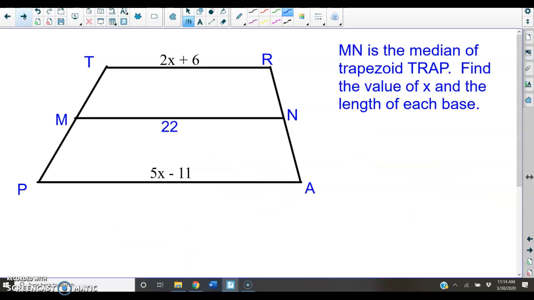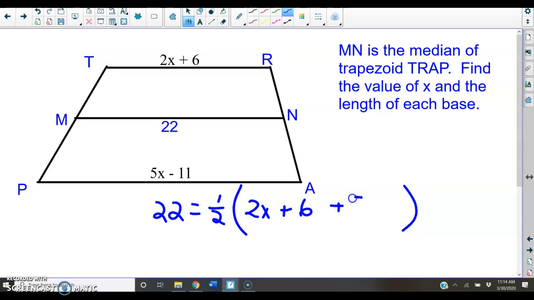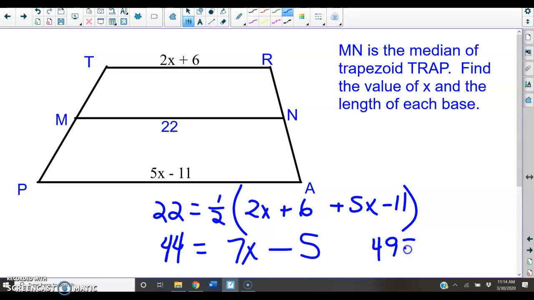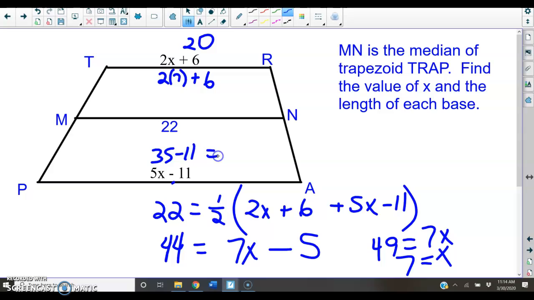So here's one. So 22 is half of 2x plus 6 and 5x minus 11. Okay, most of us do not like working with the fractions, so if I multiply both sides by 2, when I'm simplifying, minus 5, right? Add 5 to both sides, I get 49 equals 7x. X turns out to be 7. And then I can come back. 2 times 7 plus 6 is going to be 20. This darn well better be 24. Okay, 5 times 7 is 35. Minus 11, yeah, that's 24.